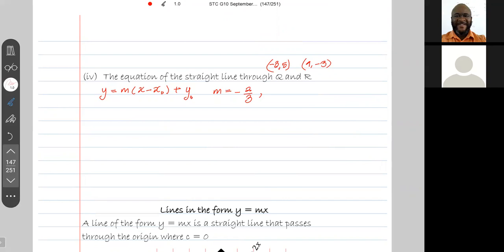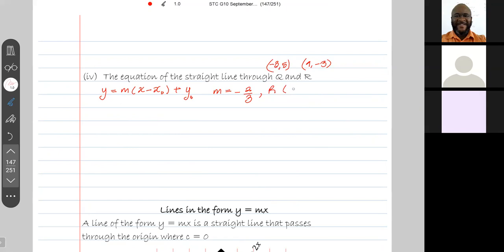Which one should I use? Q or R? You tell me. Anybody, give me one to use. R. Let's use R. No, I specifically want to use Q, and I know why. The issue of the calculation. We're using Q. Q is minus 3, 5.